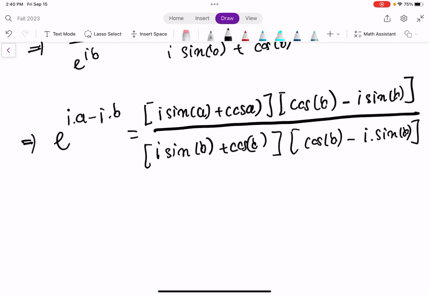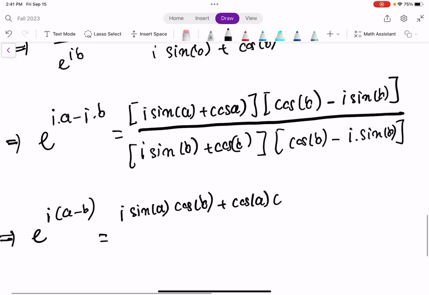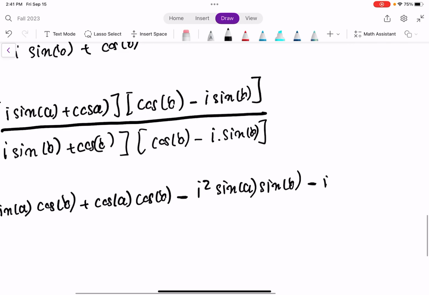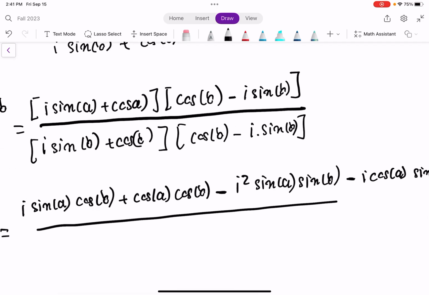Let's simplify. e to the power ia minus ib gives e to the power i(a minus b). On the numerator, let's expand things out. You get i sine a cosine b, plus cosine a times cosine b, minus i squared sine a sine b, minus i times cosine a sine b. And all this is divided by the denominator.